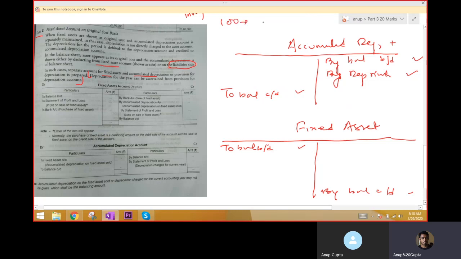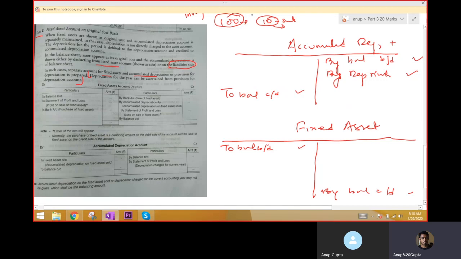And when any asset is sold, suppose there is an asset of 100, and out of 100 an asset worth rupees 10 was sold. So this 10 was the original cost. We have to subtract the depreciation of that also, because that depreciation will no longer be charged. You're getting my point. Suppose I have 10 cars, and the value of 10 cars is 100. Out of that I sold one car worth rupees 10.